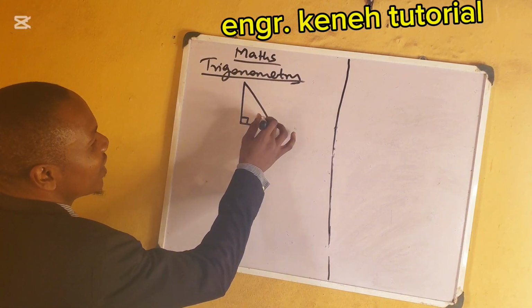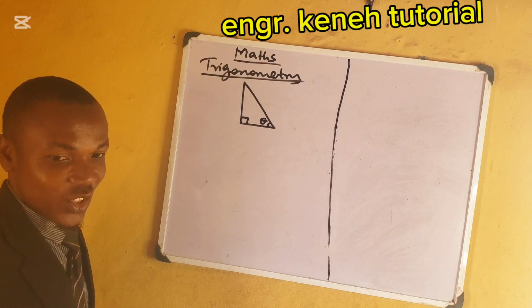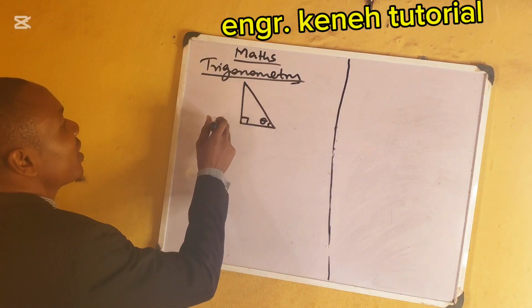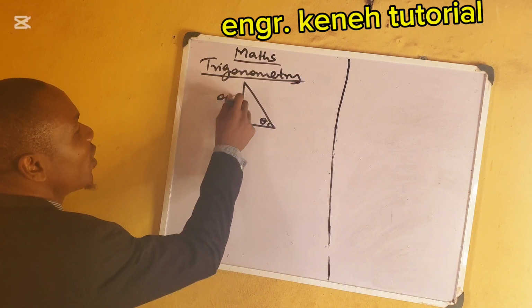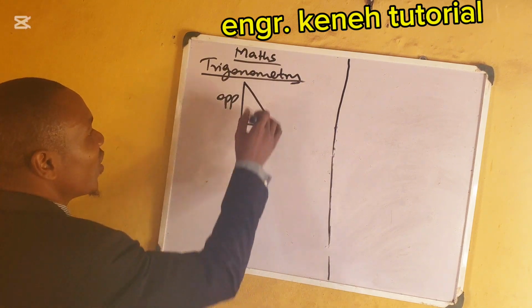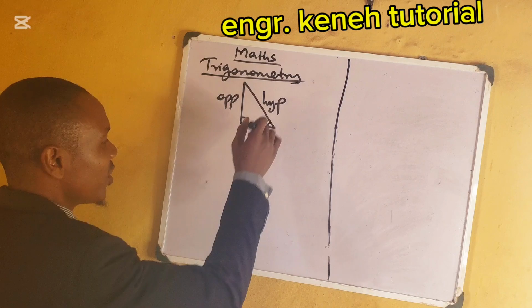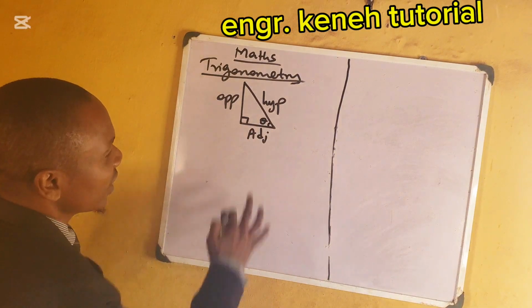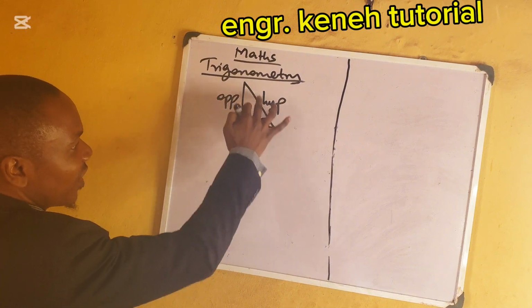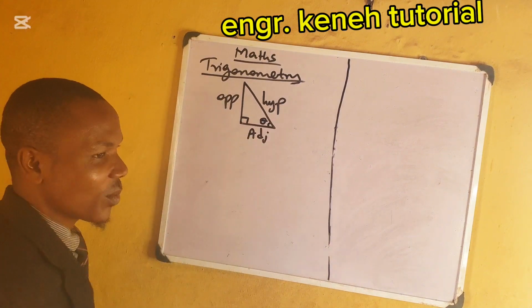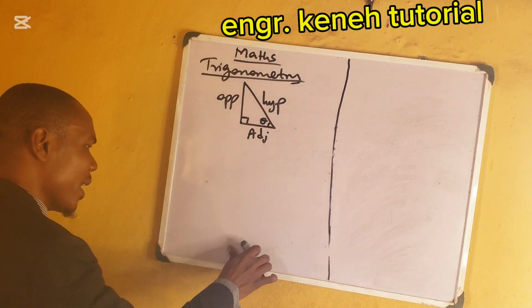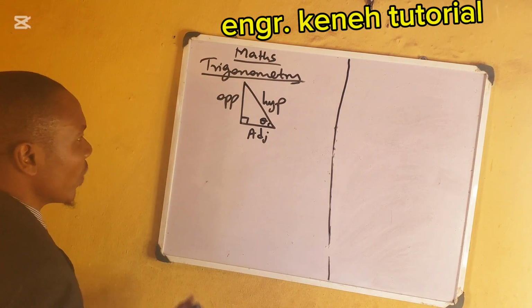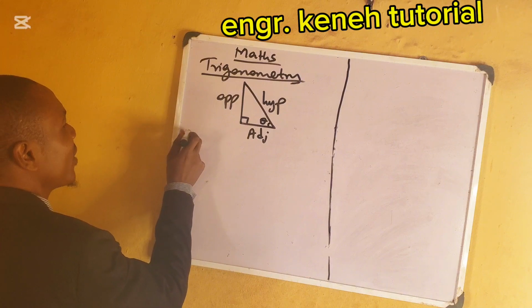Assuming that we have theta here, that is the angle in question. That's the angle that we are considering. The side facing theta is what we call what? The opposite. Can you see that? The longest side we call the hypotenuse, then the third side we call the adjacent, like this. Can you see that? The side facing theta is the opposite, the longest side is the hypotenuse, and the third side is what? Adjacent. All right, so we have something of this nature.